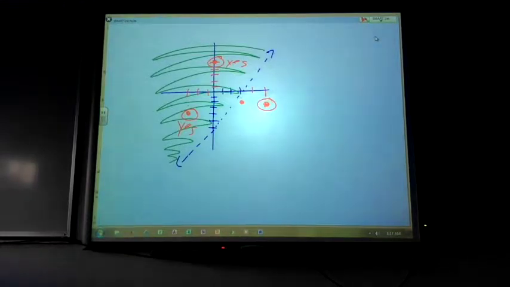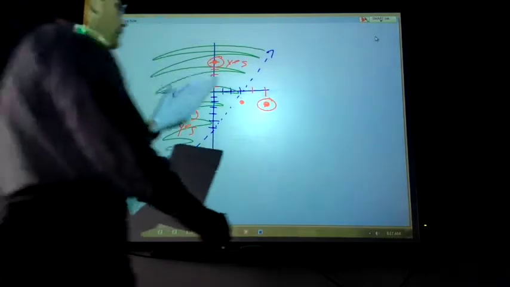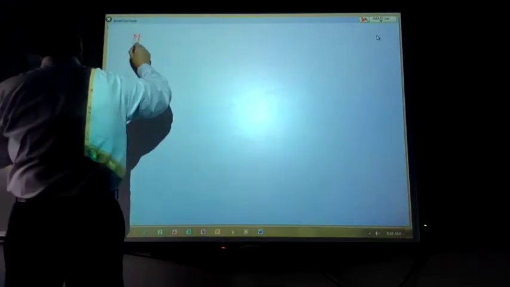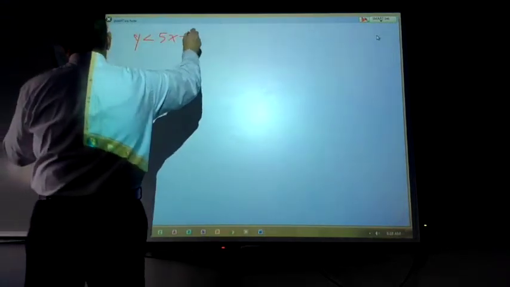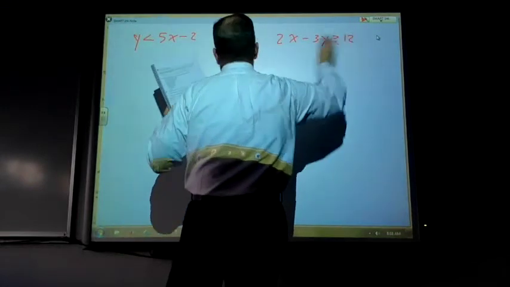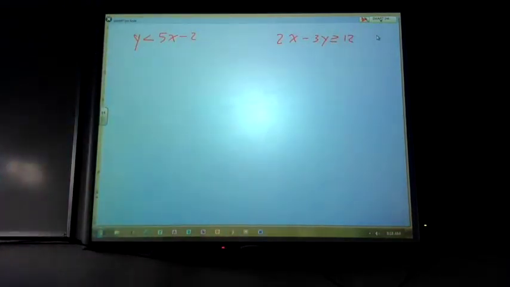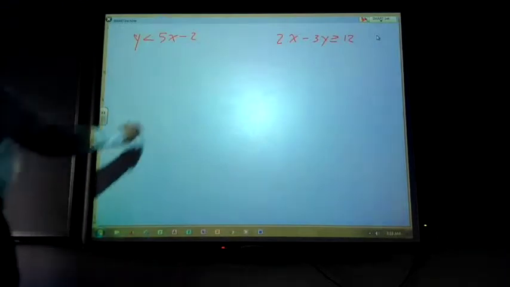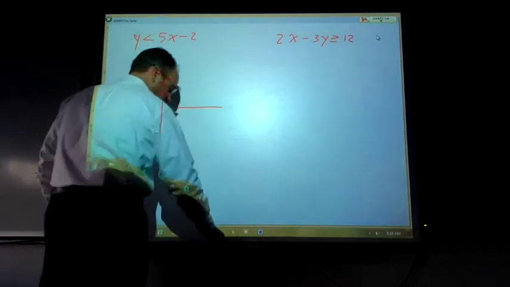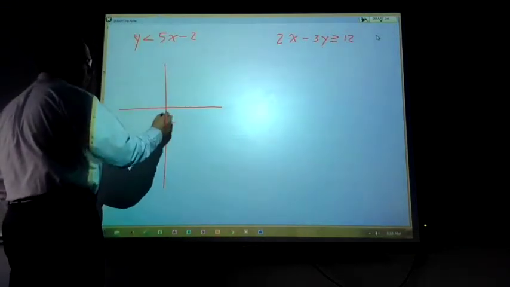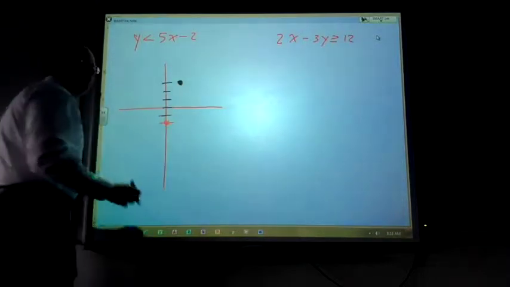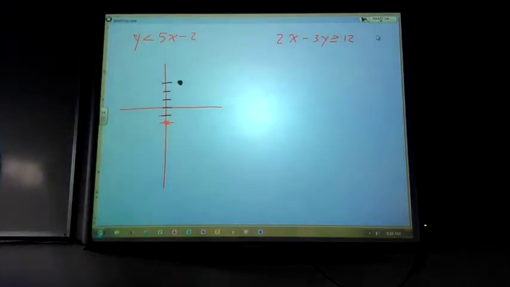Is that okay? 6 and 7, I can do them both on the same. Number 6, we have y is less than 5x minus 2. And 7, we have this. The first one's already set up in y-intercept form, so we can go ahead and graph it. Let's see. So I get negative 2. And from there, I'm going to go up 5 and over 1.